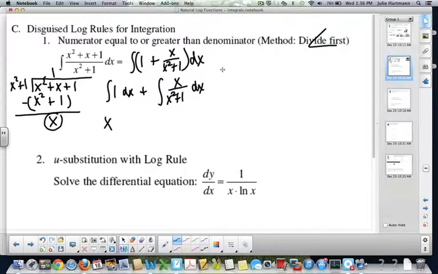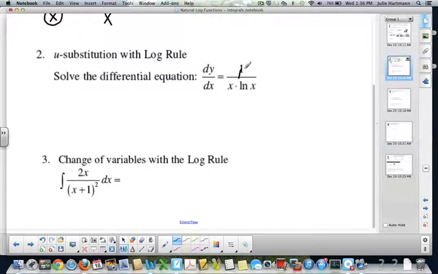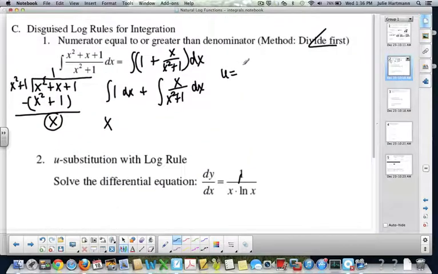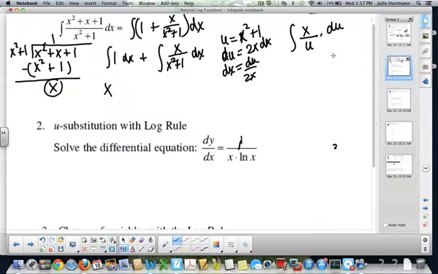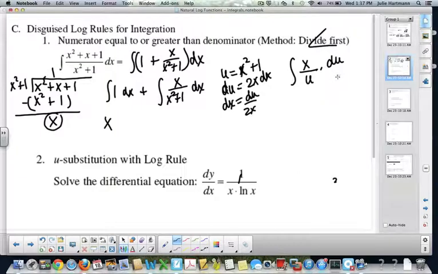Here you're going to use u substitution. U is equal to x squared plus 1. So du is 2x dx. So dx is du over 2x. So you have the integral of x over u times du over 2x.